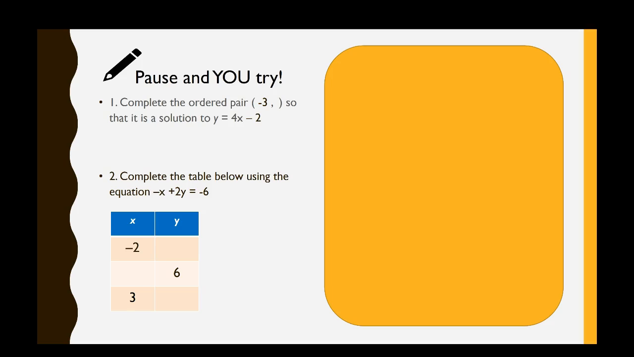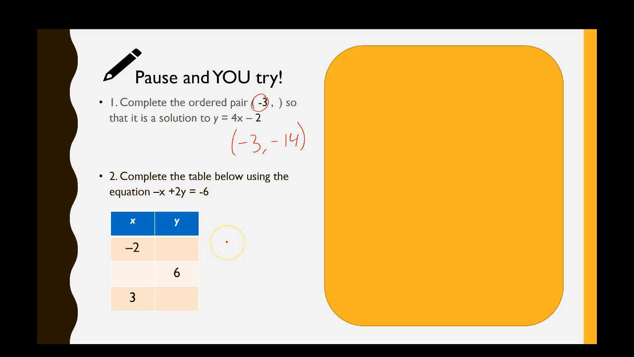All right, the first one, -3 represents your x value because it comes first. So that's y equals 4 times -3 minus 2. So that's y equals -12 minus 2, which is -14. So this would be -3, -14. Good. Okay, and then the table.